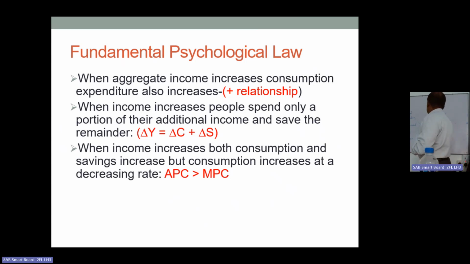You look at it, right? Now, average propensity, later on we'll discuss it, right? So that is the third one. That means when income increases, people are willing to save more and willing to consume less. So when income increases, consumption increases at a decreasing rate, right?